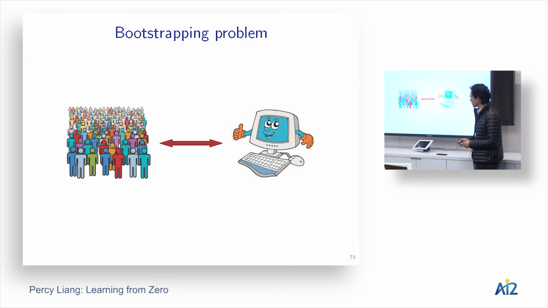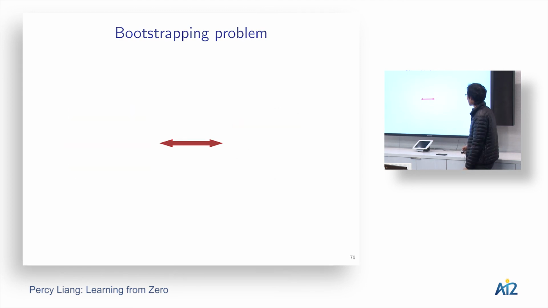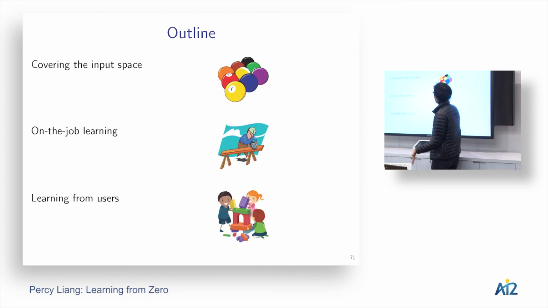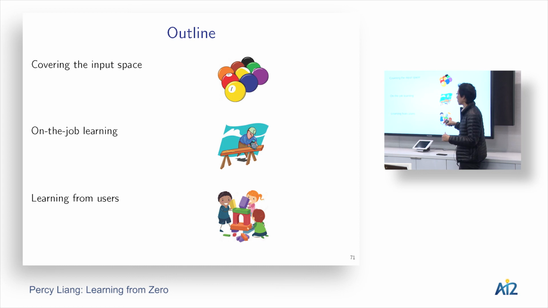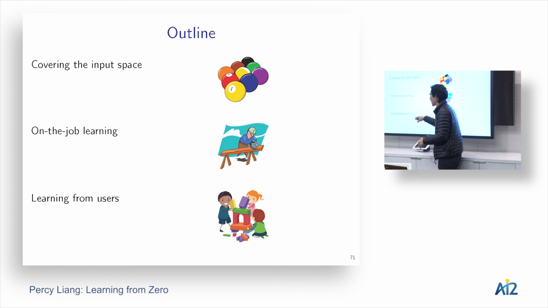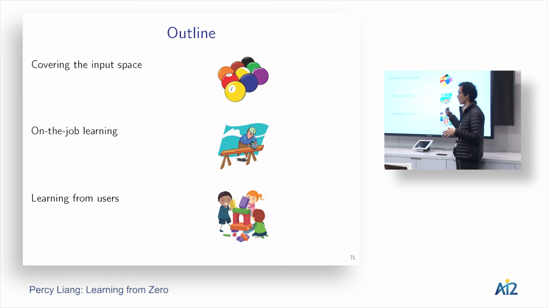All right, so let me summarize in the last minutes. We have this bootstrapping problem where there is no system and no users. What do you do? We talked about three different ways. In the first, humans aren't really in the loop. I'm just trying to set up a seed model by covering the input space carefully. In the second, we're leaning on users as a crutch to help us make better predictions. And in the third, we're actually having the users themselves be the ones who are giving supervision.